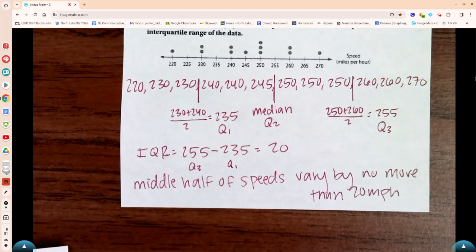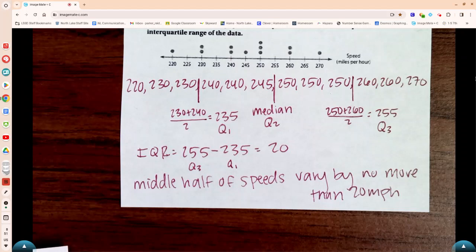So the range tells me how much the data values vary altogether. The interquartile range is telling me the middle half. So that means if I take any of the speeds in the middle half of the data, none of them will be further apart from each other than 20 miles per hour. At most, they'll be 20 miles per hour apart, but they could be closer than that as well. Questions about example 2? Okay.